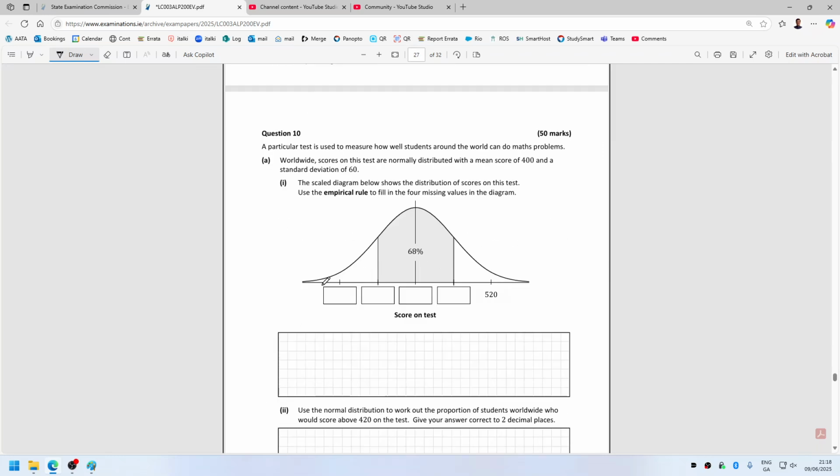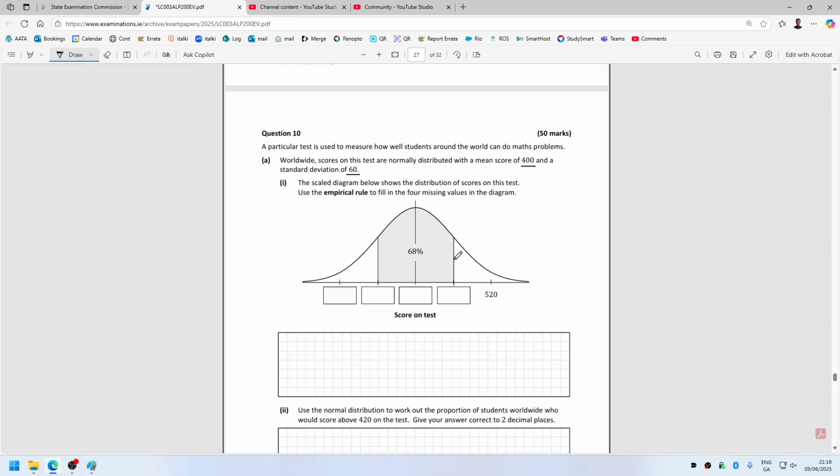Okay, last question. A particular test is used to measure how well students around the world can do maths problems. Mean score 400 and standard deviation of 60. Use the empirical rule to fill in the four missing values.